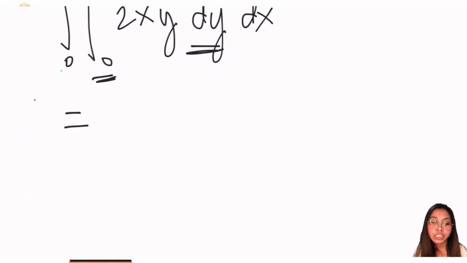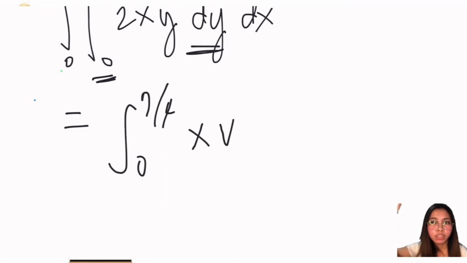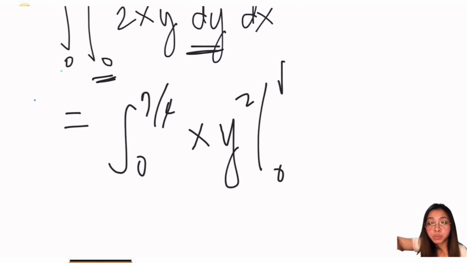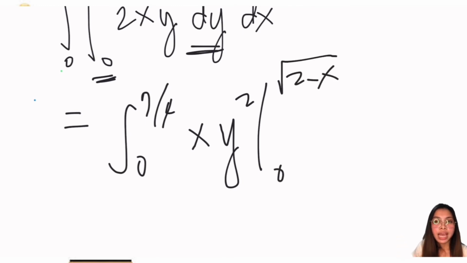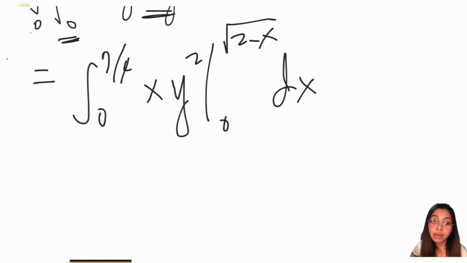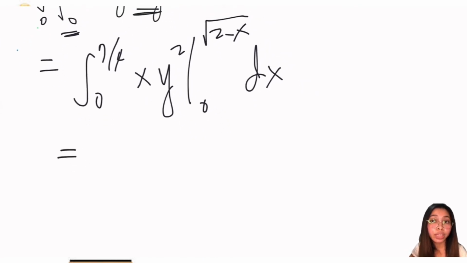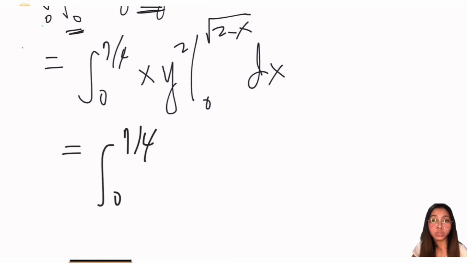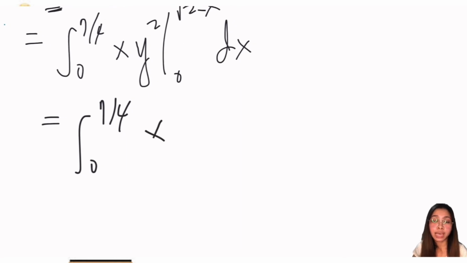And now we will proceed to the antiderivative with respect to y. What is the antiderivative of this with respect to y? This is 2xy. We need to add 1 to the exponent of y, and then divide by 2. And we will come up with xy squared. And then the next step is to evaluate with the y variable, from 0 to the square root of 2 minus x, dx.